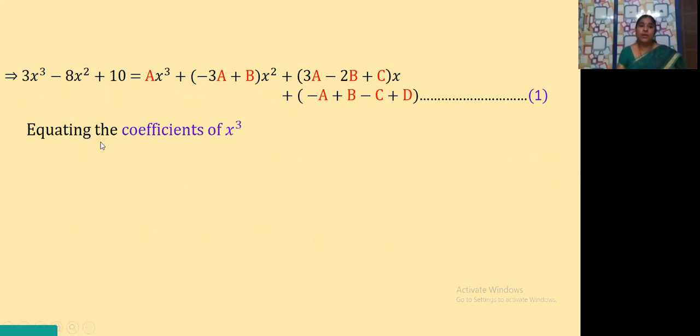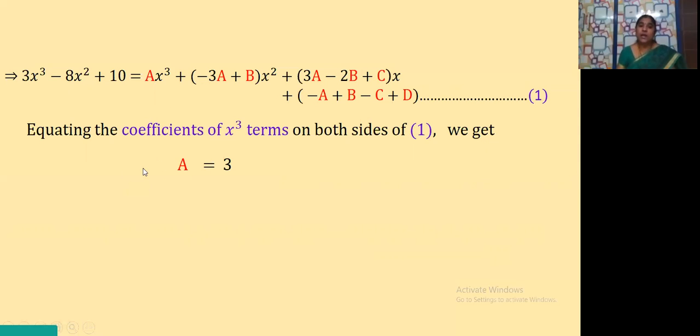The first thing is equating the coefficients of x cube on both sides of equation number 1. What do we get? What is the x cube coefficient here? 3. And what is here? It is a. So directly we got the value of a as 3.